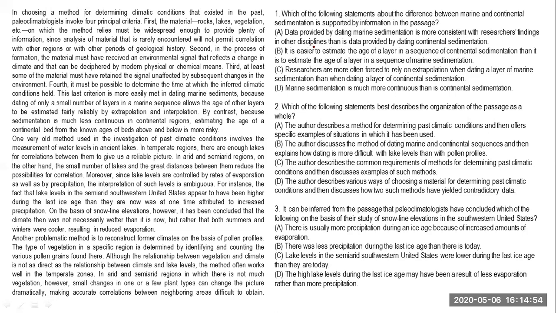All right, a quick analysis of this RC first. So the first paragraph talks about the 4 principal criteria used in choosing a method for determining past climatic conditions. The 4 criteria used in choosing a method.